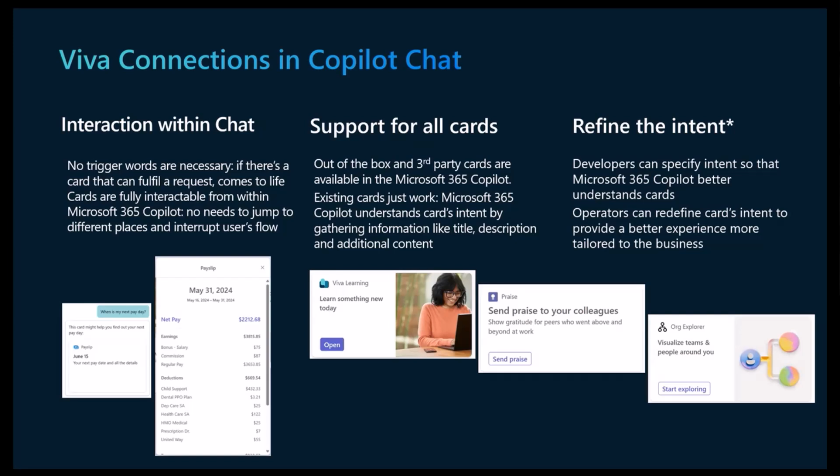Yes, the card has to be deployed in the Viva Connection dashboard, and the card needs to be available for you. One of the things that Viva Connection supports, as I was saying before, is audience targeting. So if the card is deployed in the dashboard but is not available for you, Copilot will respect that and will not show the card for you.